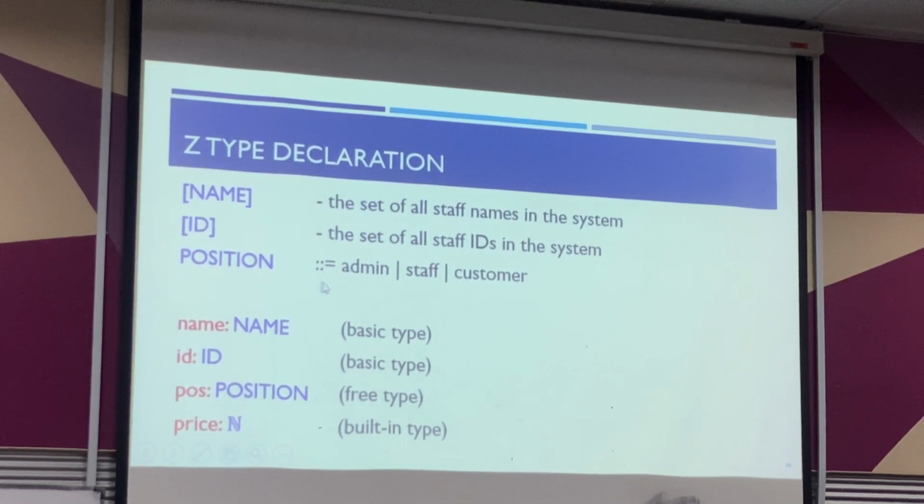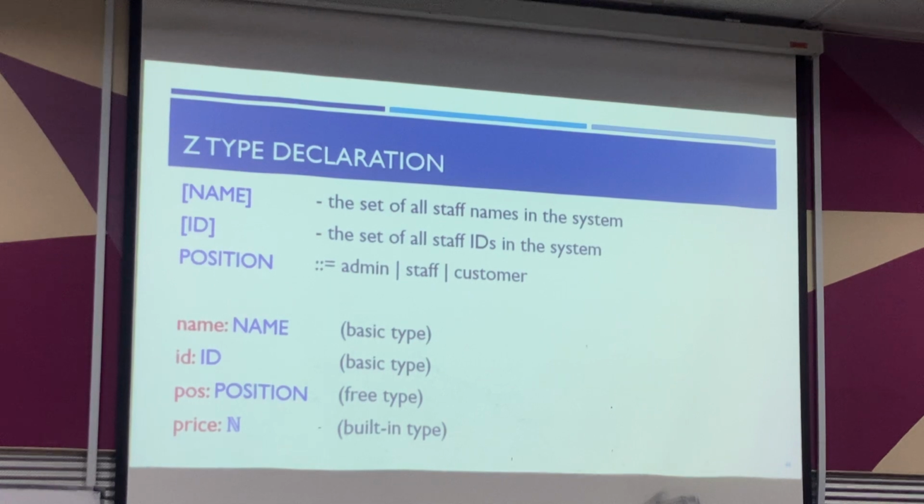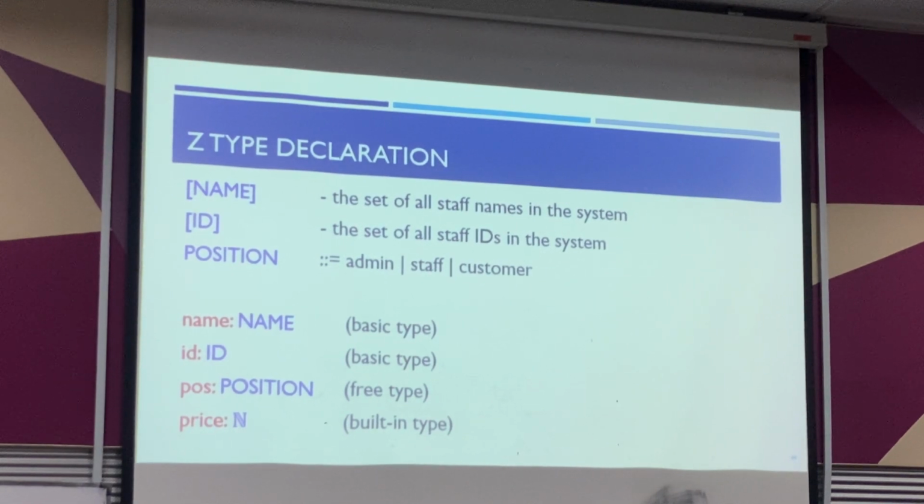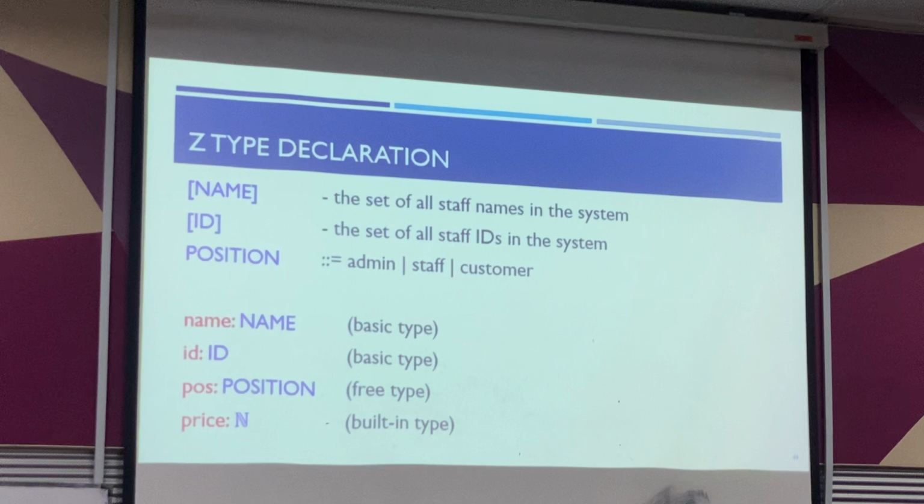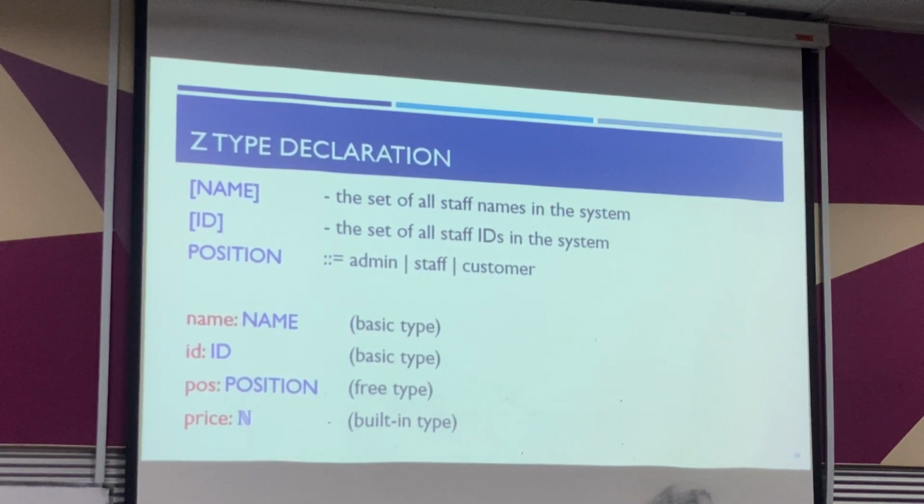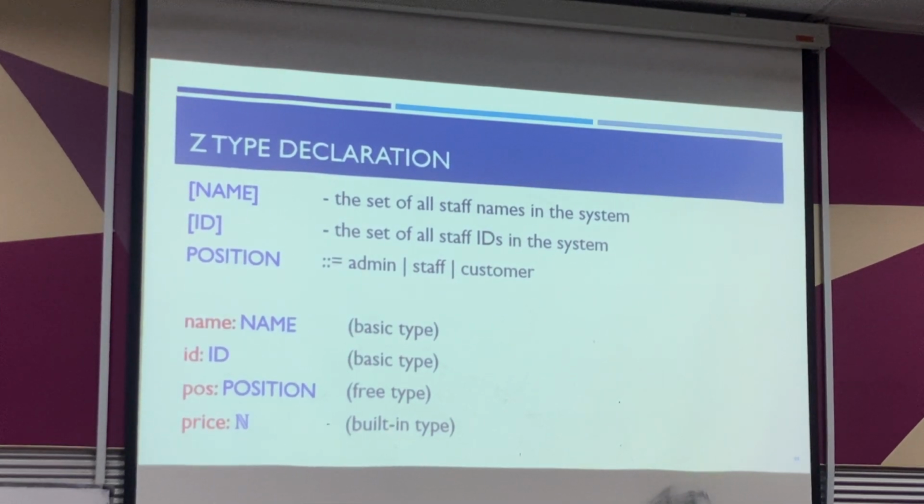But I have colon equal. Then I have a branch separator, meaning that the position of my staff, either admin or staff or customer, for example, is either one. You cannot have two at the same time. So either one only. It's like gender. Let's say you want to check the gender, female or male. Don't put others also. In Malaysia, we are not accepting others. So put female or male only for gender, for your system.